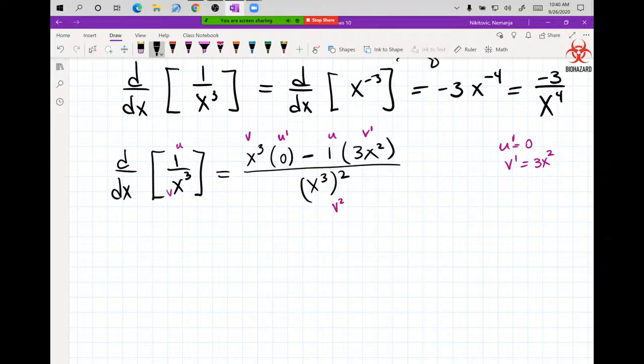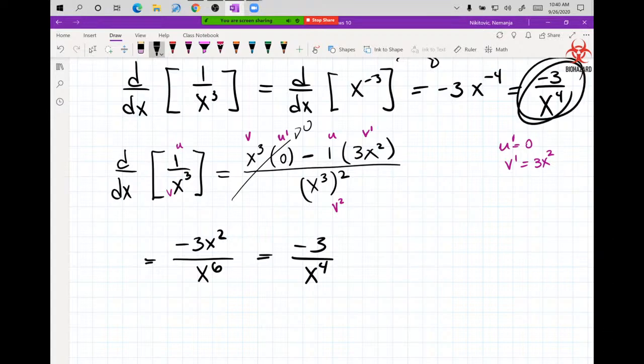And now the first term goes to 0. So all I have is negative 3x squared divided by x to the 6, which is negative 3 over x to the 4, which is the same answer we were looking for from before.